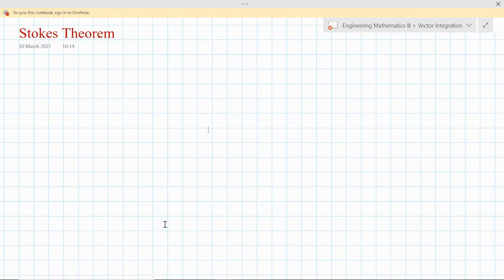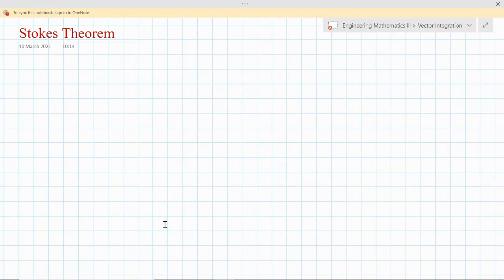Now, what about the Stokes theorem? Stokes theorem is again a surface integral of the normal component of curl of f bar, taken over an open surface. In the divergence theorem the surface is closed. Now in the Stokes theorem the surface is open. Now we are taking the surface integral over an open surface S, bounded by the closed curve C.